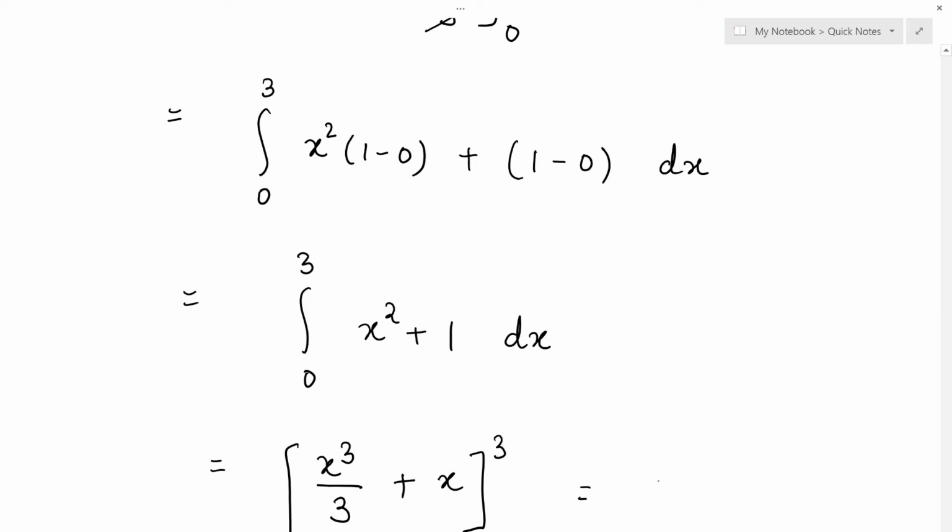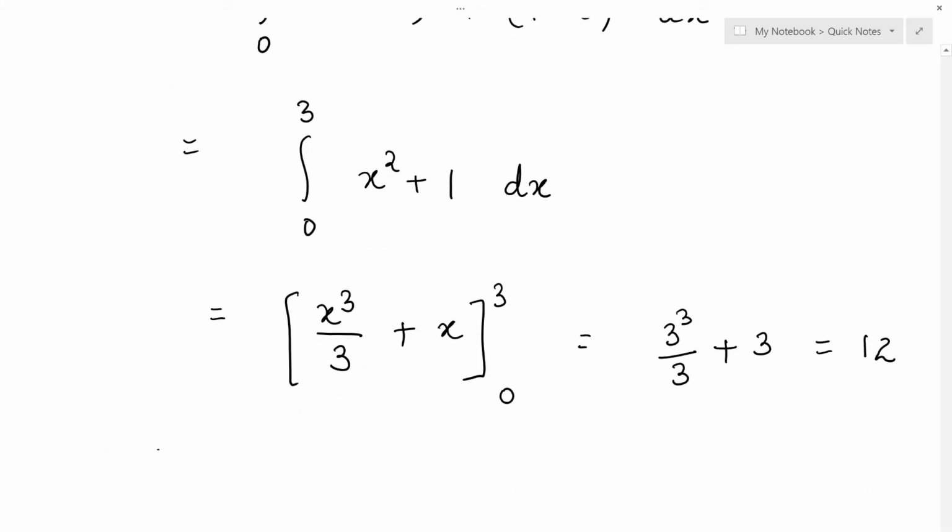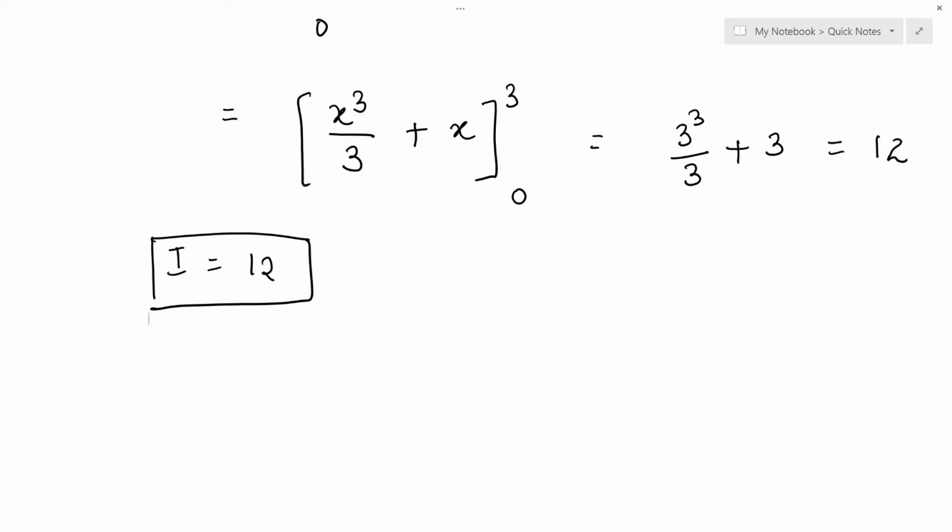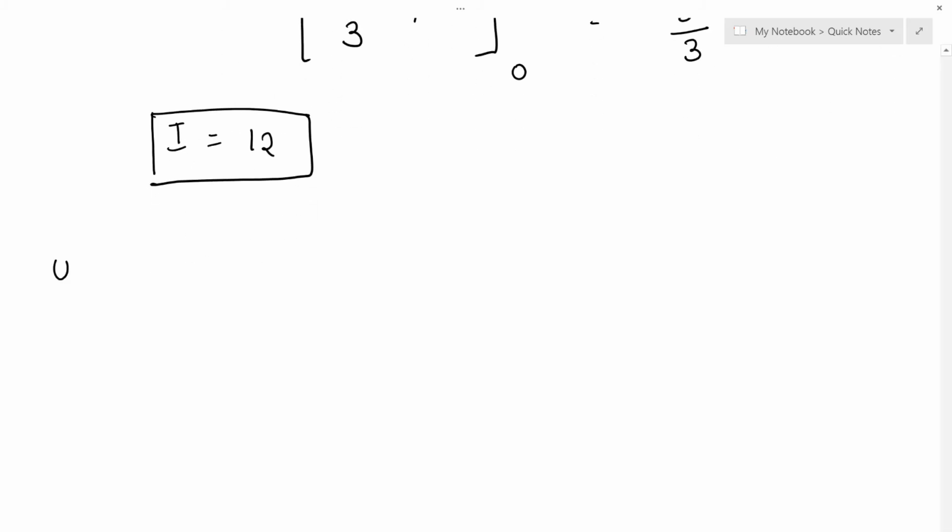After I substitute, I'll get 3 cube by 3 plus 3. After I simplify this, the answer I'll get is 12. So the final integration is solved, the answer is 12. So order of integration is not important. You can pause and integrate with respect to x first and then y and check the answer. Okay, let us take the next sum.